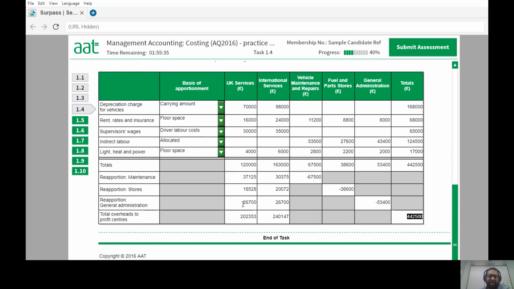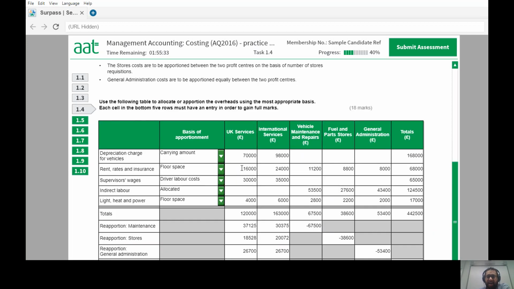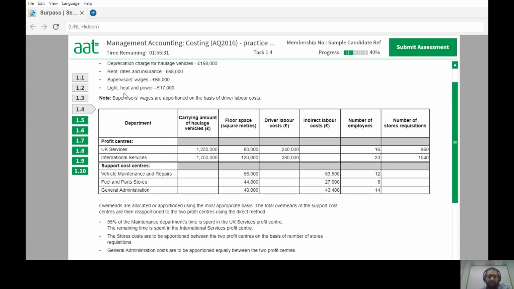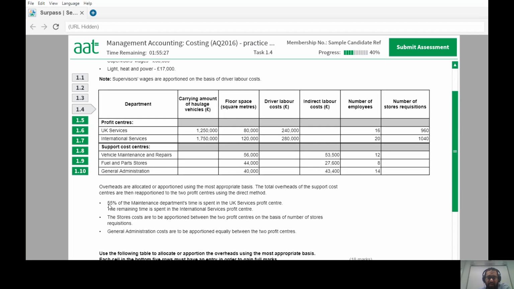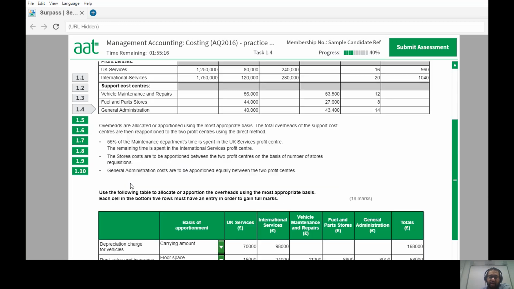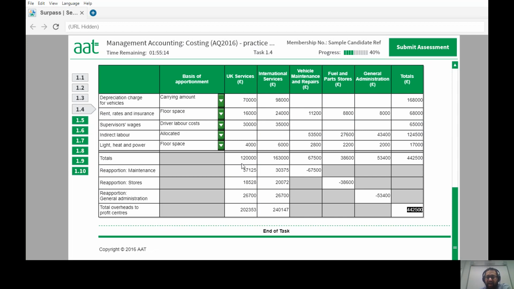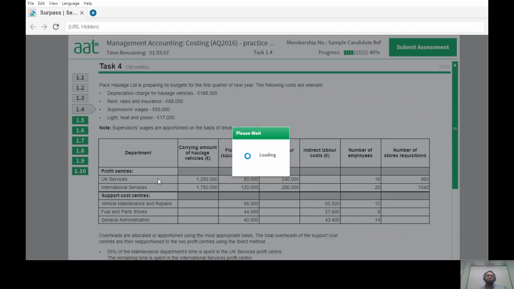But here again, guys, attention to detail is important. Read the process of how we're going to apportion them, what method we're going to be using, and then obviously we will do the reapportionment part, how we're going to be reapportioning the indirect or the support cost centers into the profit centers, how I'm going to be moving those. Okay, so this is very important. We get to this point, then we move on by individually reapportioning this amount to the next section. Okay, so now let's move on to question 1.5.